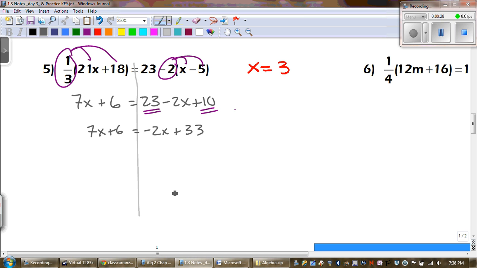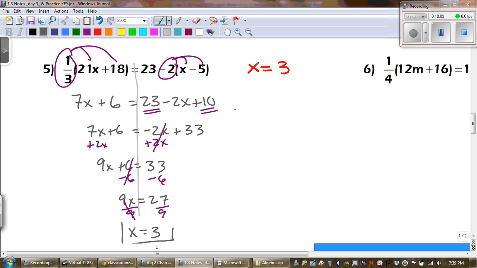Okay? So let's go ahead and move the smaller variable, which is the 2x. And when we do that, we get 9x plus 6 equals 33. Now, the rest of it, subtract the 6 to the other side. We get 9x equals 27. And then to get the x all by itself, we need to divide by 9. And then that's where our final answer of x equals 3 comes from.